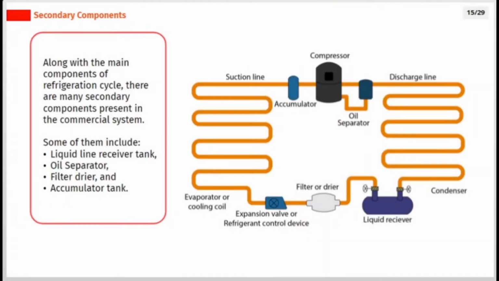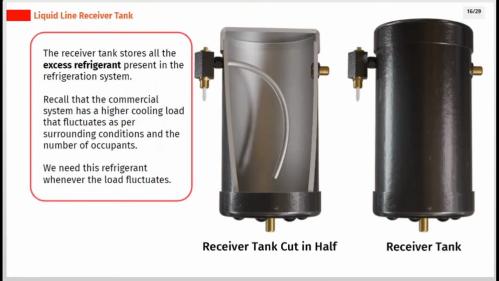Along with the main components of refrigeration cycle, there are many secondary components present in the commercial system. Some of them include liquid line receiver tank, oil separator, filter dryer, and accumulator tank. The receiver tank stores all the excess refrigerant present in the refrigeration system. Recall that the commercial system has a higher cooling load that fluctuates as per surrounding conditions and the number of occupants. We need this refrigerant whenever the load fluctuates.